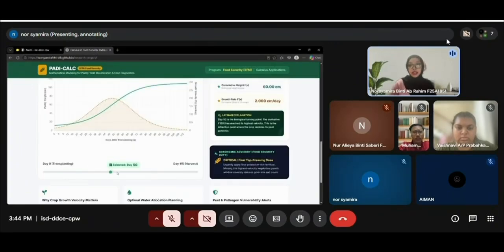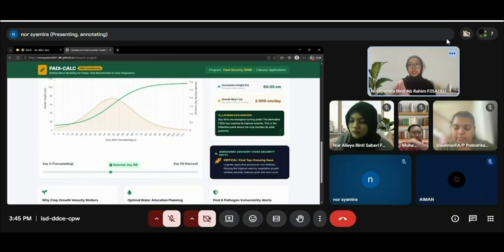In the live calculator, when we drag the slider to day 50, the system shows a peak rate of 2.2 cm per day. The system immediately triggers the agronomic advisory: second nitrogen top dressing requirement, 80 kg per ha of NPK fertilizer needed for the crop at its moment of maximum metabolic demand.